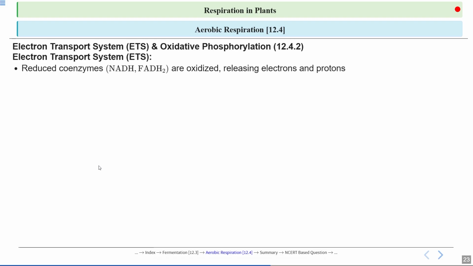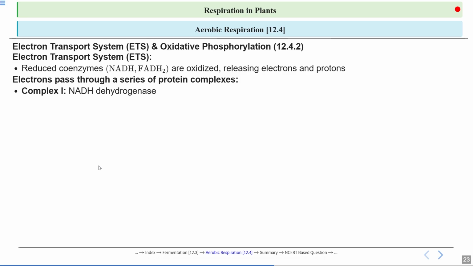So first, let's look at what happens to the reduced coenzymes NADH and FADH2. These molecules are oxidized, which means that they lose electrons and protons. And this release of electrons and protons is the starting point for the electron transport chain. Next, these electrons don't just wander aimlessly, they pass through a series of protein complexes. Each complex has a specific role.